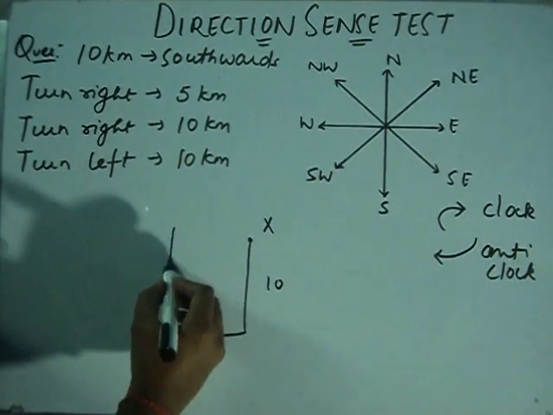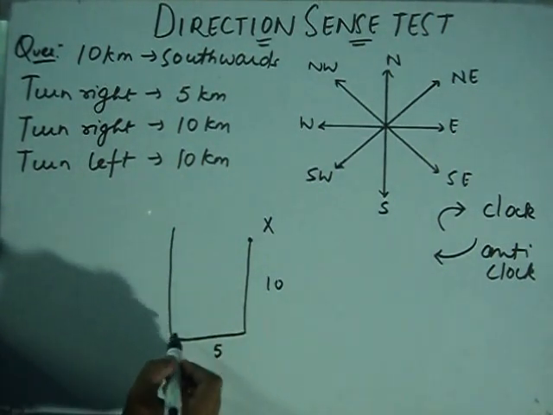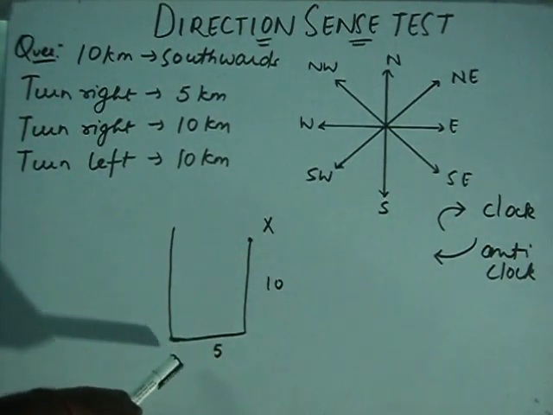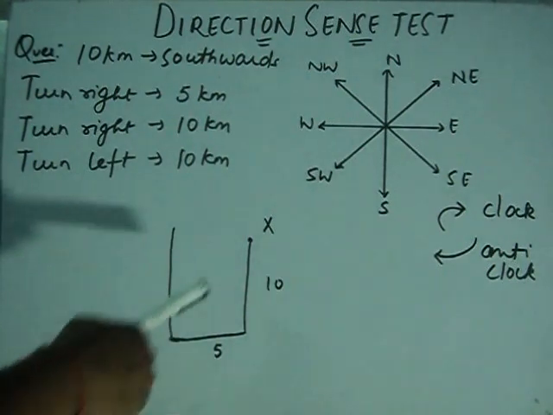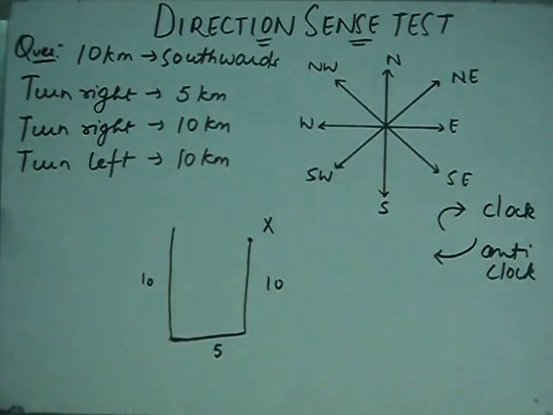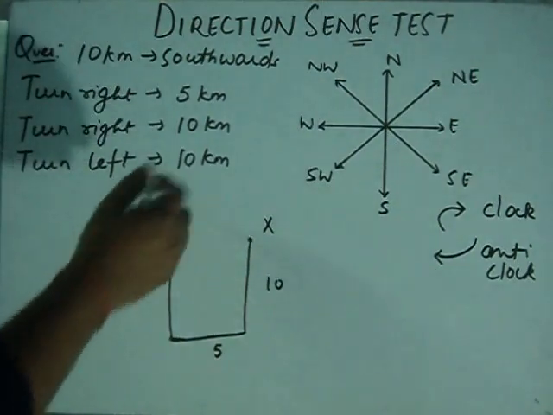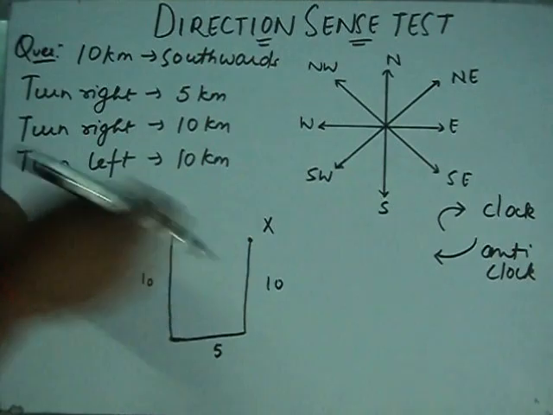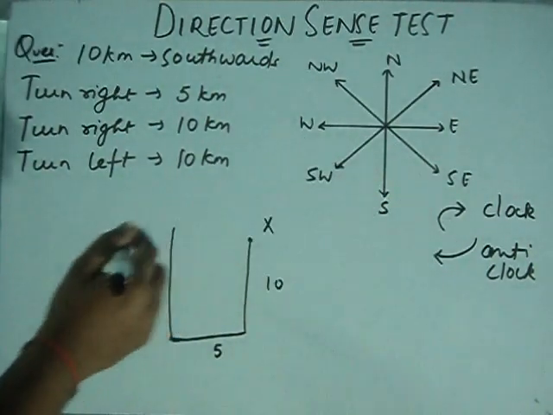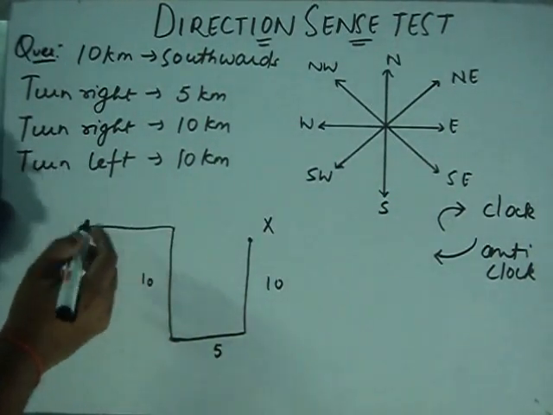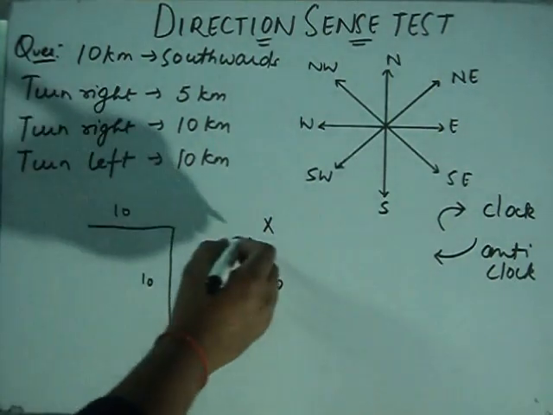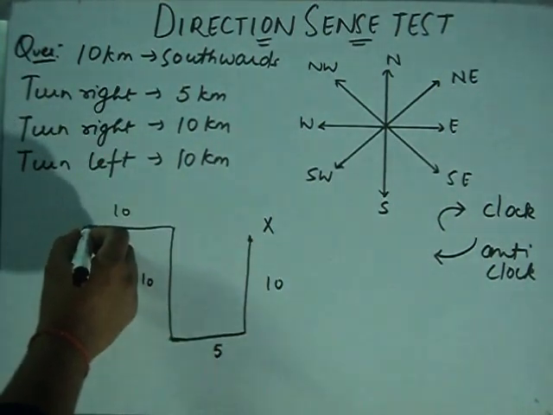Means now when he is facing this direction, my right hand will be in this direction and left hand in this. After traveling 10 kilometers, he takes left and travels. When I am in this direction, my northward direction, my left hand is in this way and right hand in this way, and takes 10 kilometers. So I have to find the difference between initial destination and final destination.